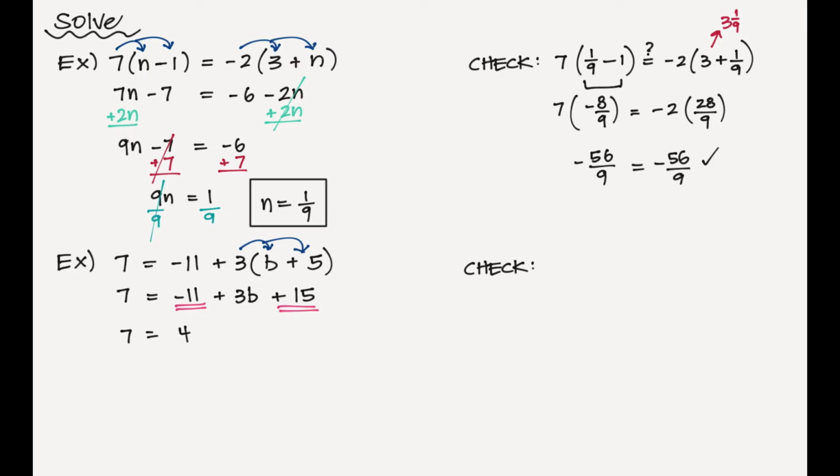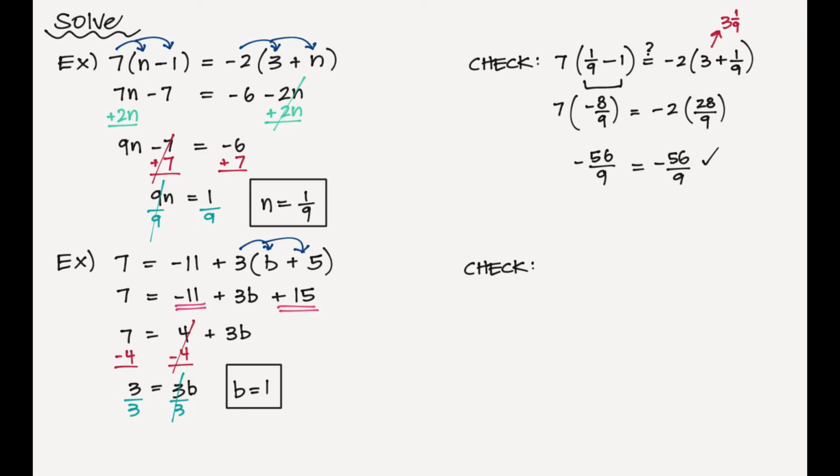7 is equal to 4 plus 3b, and now all I need to do is move that 4 to the opposite side. So I'm left with 3 is equal to 3b. Final step, let's divide both sides by 3, and I find that my final solution, b, is equal to 1.